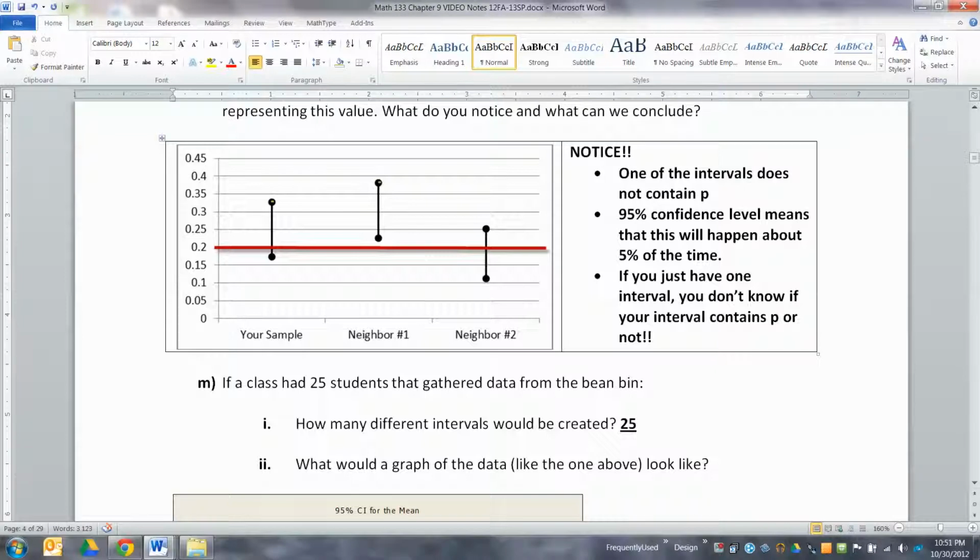All right, so notice that one of those intervals, your neighbor number 1, his or her interval does not contain the true proportion. 95% confidence level means that that's going to happen about 5% of the time. 5% of the time, the true proportion is not in that interval. So if you only have just one interval, you don't know whether your interval contains the true P or not. Like if you only have one interval, how do you know if you're one of these ones that has the true proportion, or if you're this guy that doesn't?